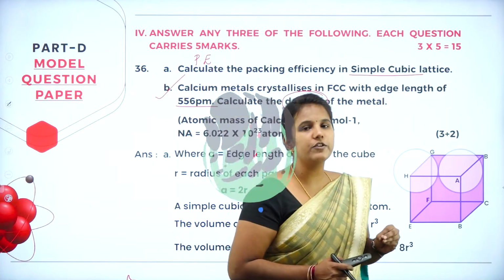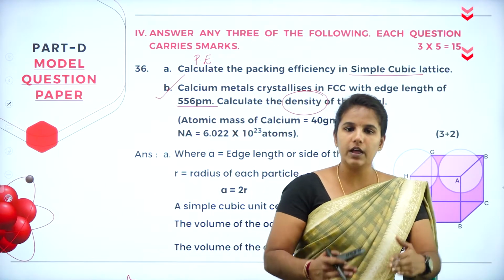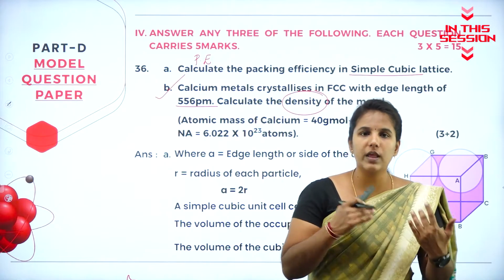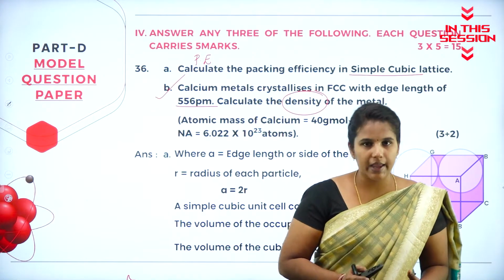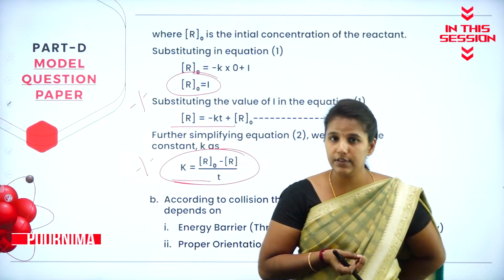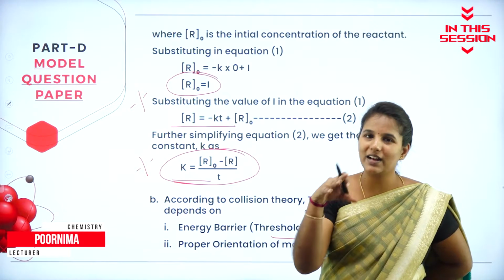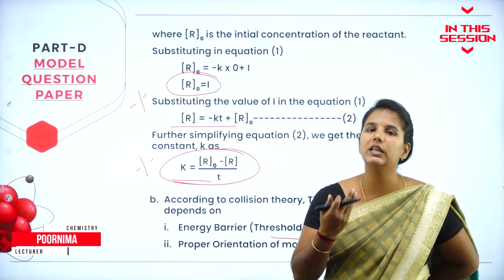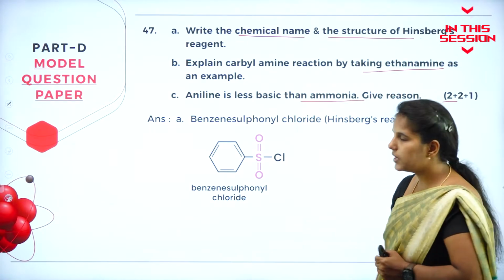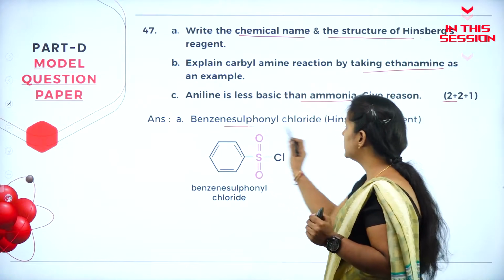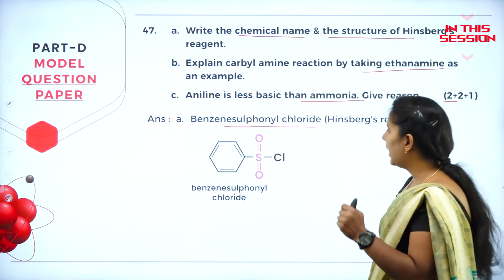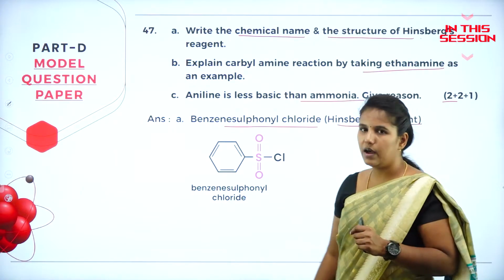Always this packing efficiency question will come from the simple cube or from the BCC or from the FCC. If the molecules have activation energy, then the collisions will be more. Then if the molecules are arranged in a proper orientation, then collisions will become effective. We all know what the Hinsberg reagent is, which is nothing but benzene sulfonyl chloride, and it is also known as what? Hinsberg reagent.